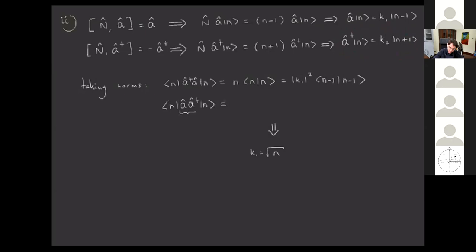And now A A dagger, we already wrote it once as A dagger A plus one using the commutation relation, and A dagger A acting on |n⟩, we know that it's just the eigenvalue times the same eigenvector. So in here we get (n+1)⟨n|n⟩. And on the other side, we just have K2 squared ⟨n+1|n+1⟩. So again, assuming that these vectors are normalizable and we have normalized them to one, then we get K2 equal to the square root of n plus one. Okay, so then we have this interesting property.